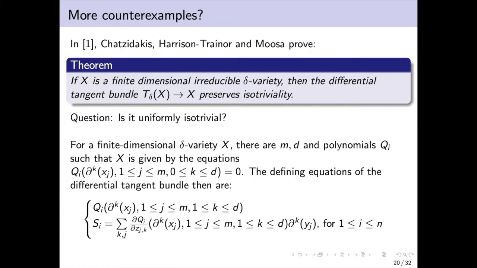If I take X, a finite dimensional irreducible delta variety, then the differential tangent bundle preserves isotriviality. They actually proved it for even higher jet spaces, etc., but I'm just looking at the tangent bundle. And so you could ask, is it actually uniformly isotrivial? I just gave the equations of the differential tangent bundle here. I don't think I'm actually going to use them, but okay.